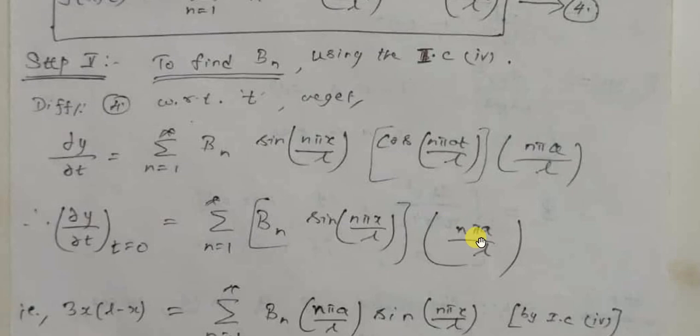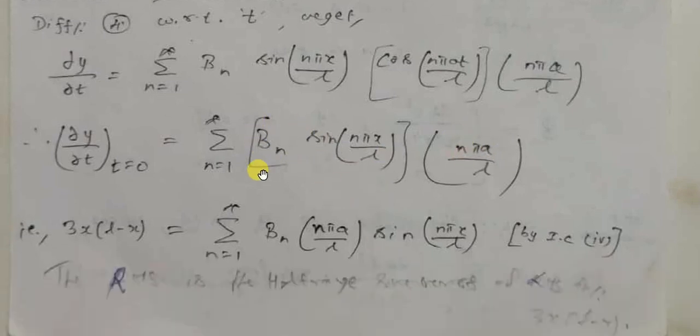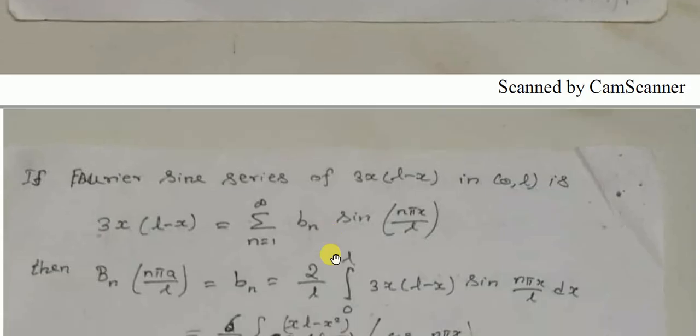Now in this expression, n pi a by L is constant, and this Bn is also constant. So combining these two constants together, I can write it as one single constant, which is small bn. So I am rewriting the equation as small bn sin n pi x by L, where small bn is capital Bn n pi a by L. Next, if you see, this expression looks like the Fourier half range sine series of the left hand side function, which is a function of x. So therefore the formula for finding the small bn is 2 by L integration 0 to L.